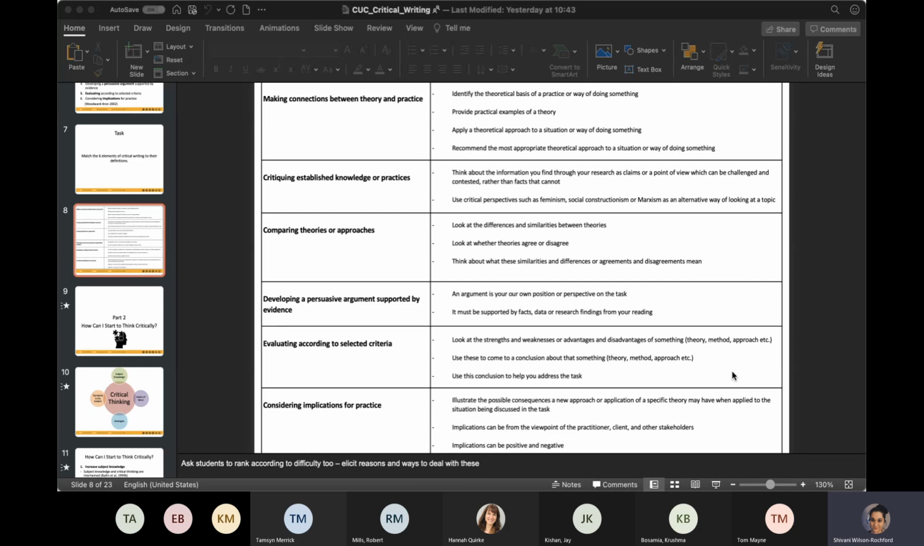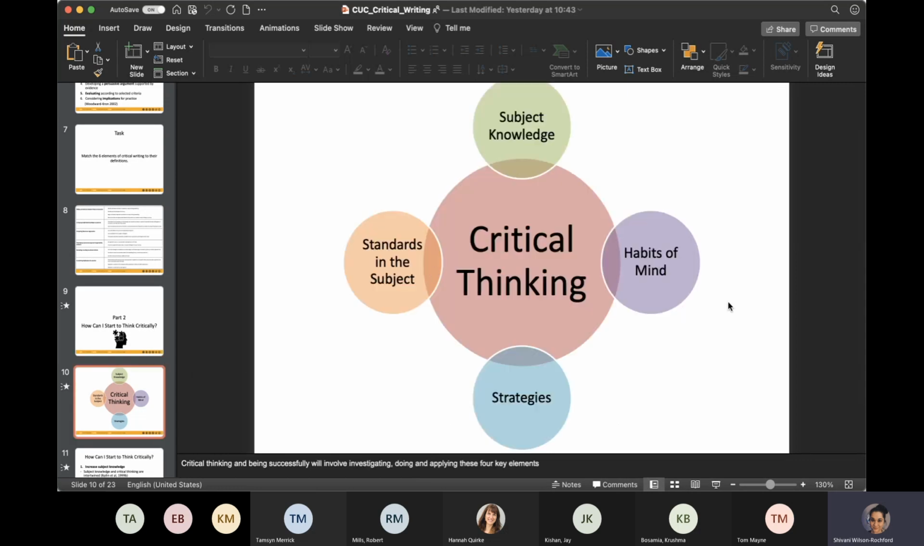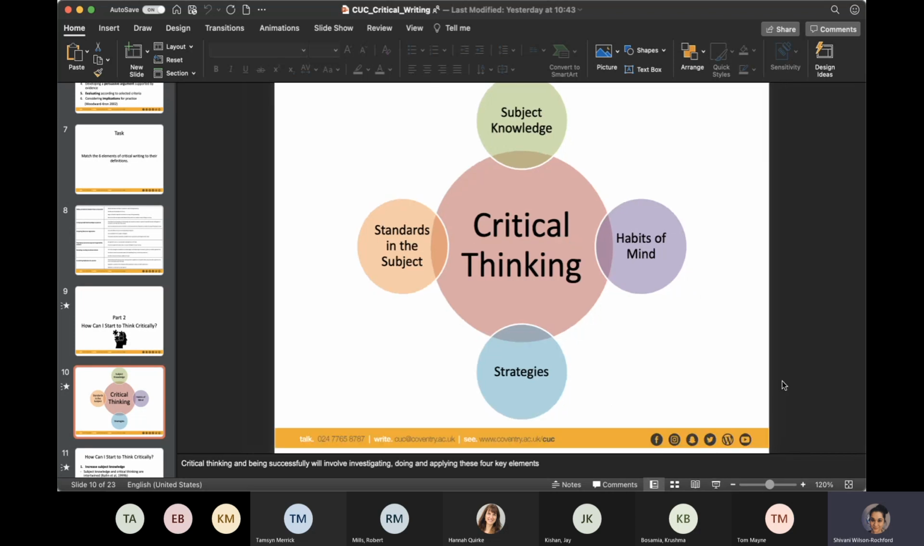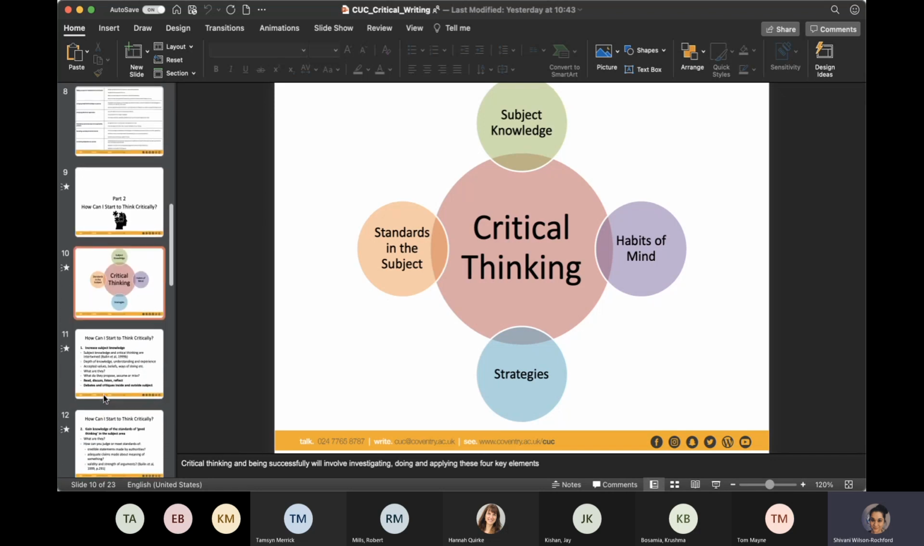And so long as you've got data to back it up, then you'll be fine. So in terms of how to start to think critically and to write critically, we look at it in terms of 4 elements or 4 branches. So subject knowledge, habits of mind, strategies, and standards in the subject area as well. So as I'm going through this, think about not just the particular assignment, but what you've learned in terms of subject knowledge and the standards in the particular topic that you're going to be addressing.